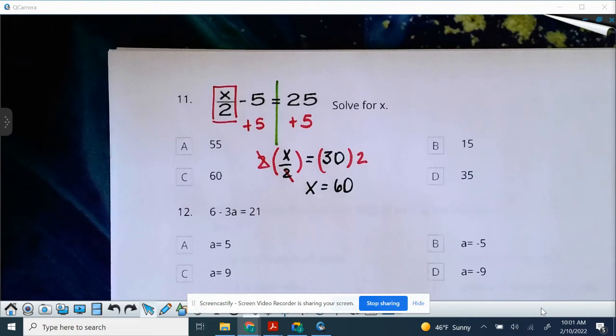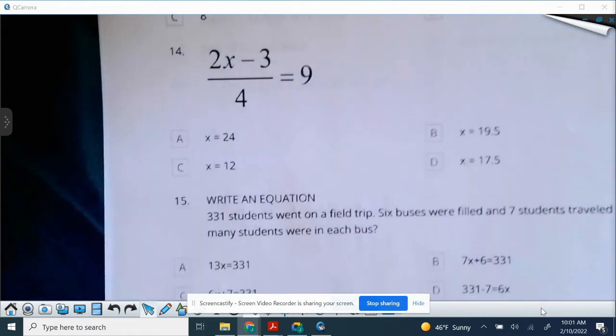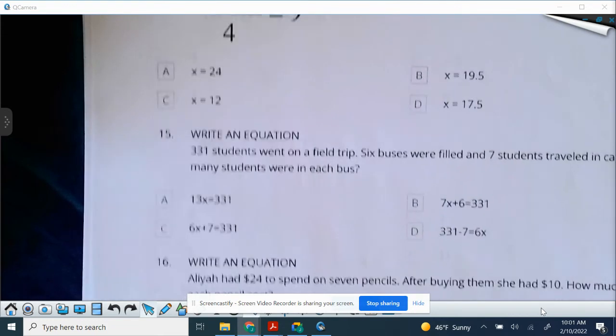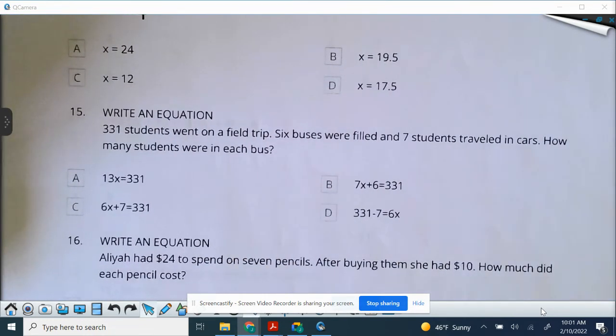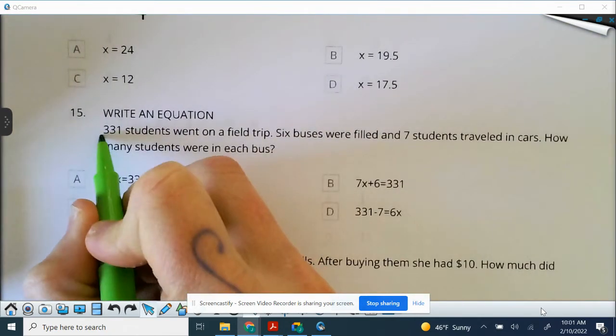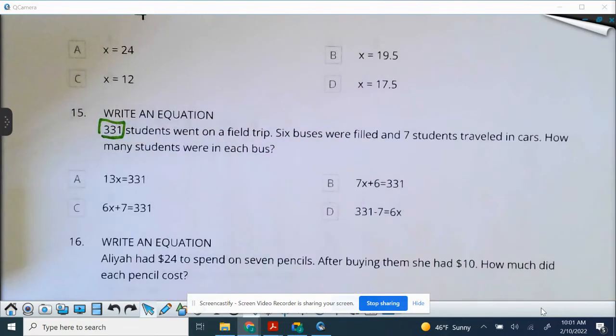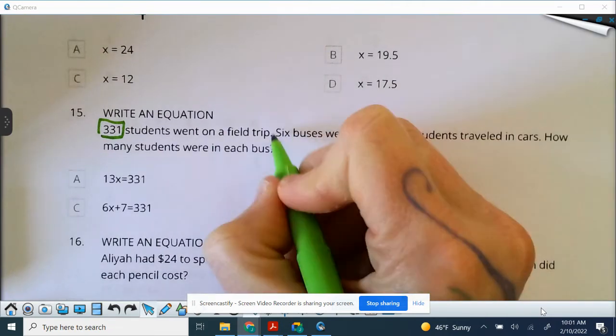Word problems, I feel like, are something that a lot of people struggle with. I try to hit enough different kinds. So just for conversation's sake, this one's a little longer than any of the ones on your quiz. 331 students, obviously this number is going to matter. They went on a field trip. So that means that's the total number of students. 6 buses were filled, so 6 matters.